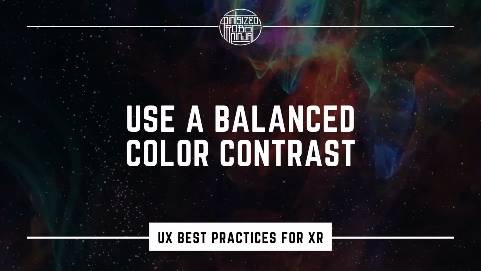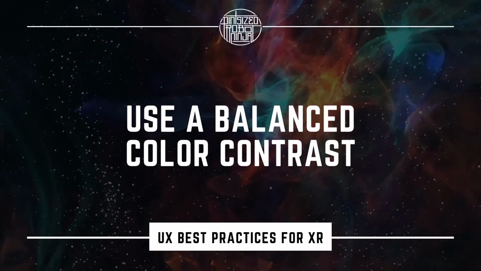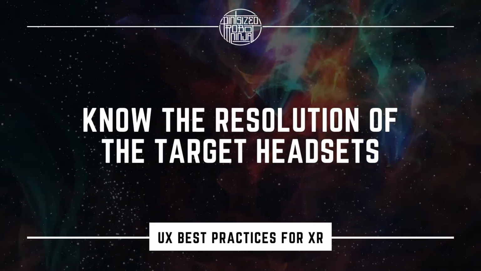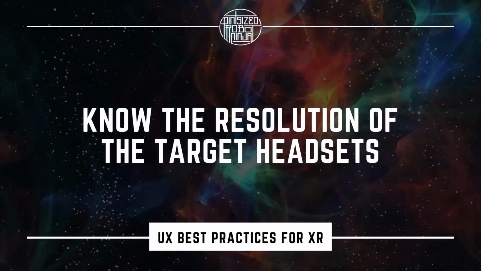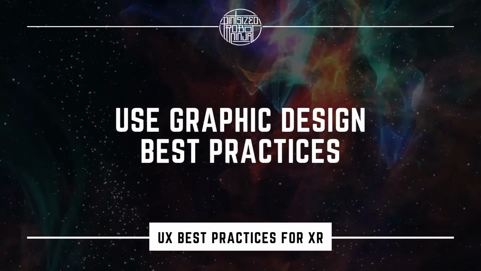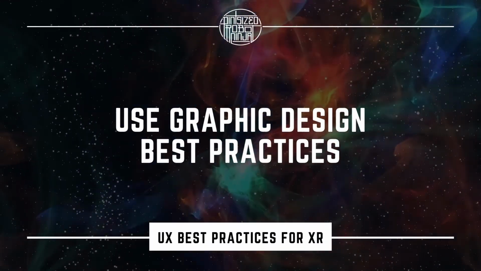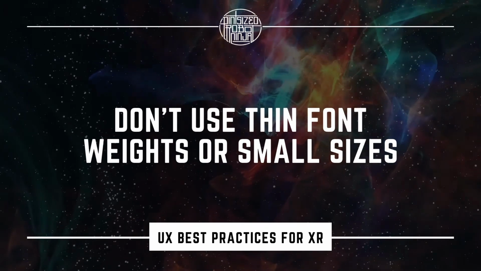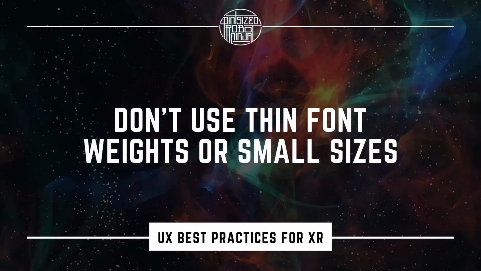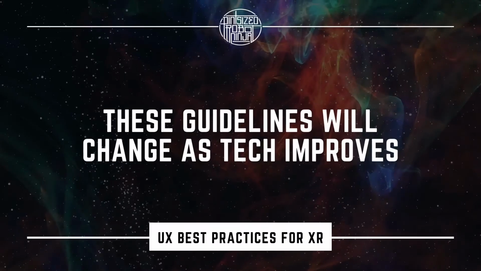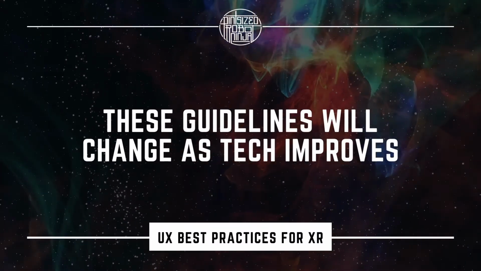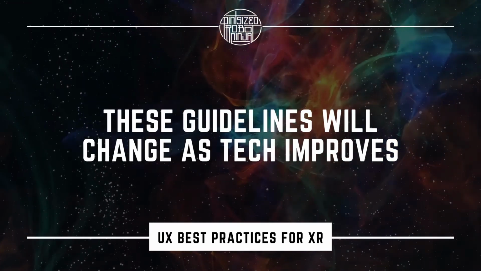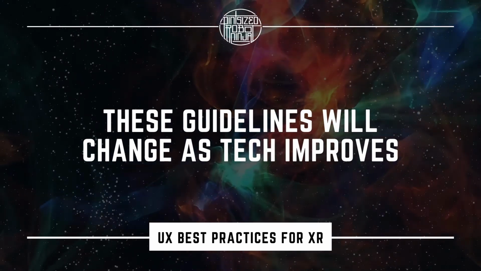Keep accessibility in mind and make sure you have good, balanced color contrast between your text and your background. Keep the resolution of the target headsets in mind when choosing minimum font sizes. Continue following graphic design best practices for typography. Don't use thin font weights or small font sizes, since this can cause line vibration due to the lower resolutions of current headsets. It's also important to remember that these guidelines will change as the technology advances. Resolutions will increase, and the lenses will be able to digitally correct depth of field more effectively.